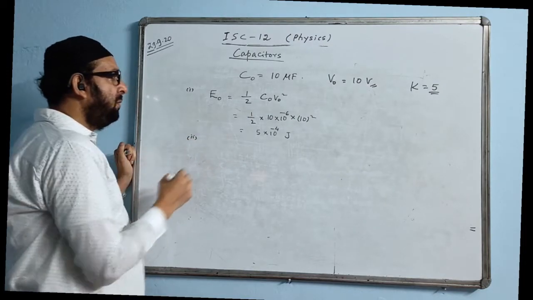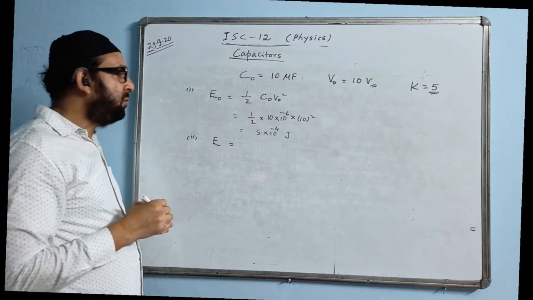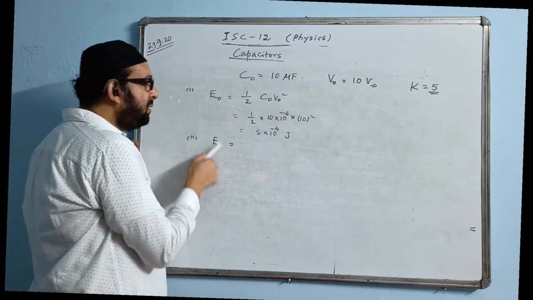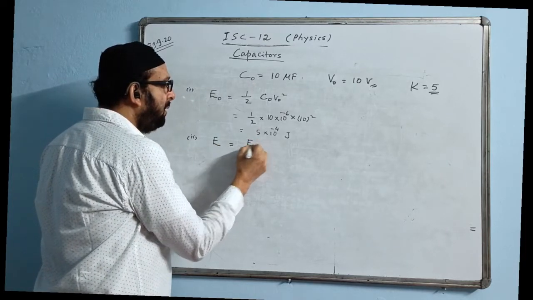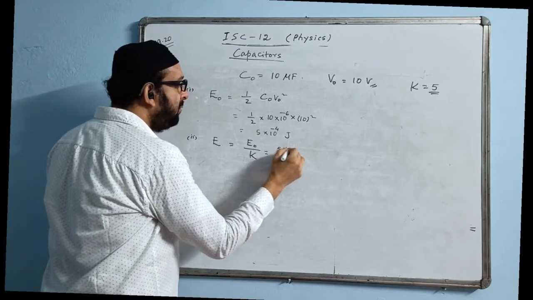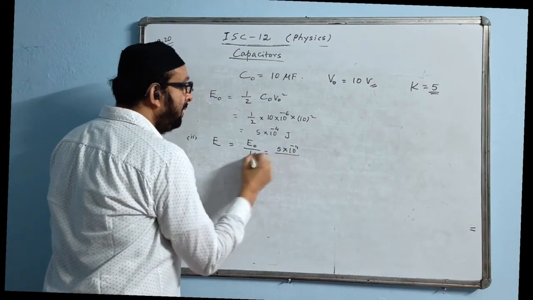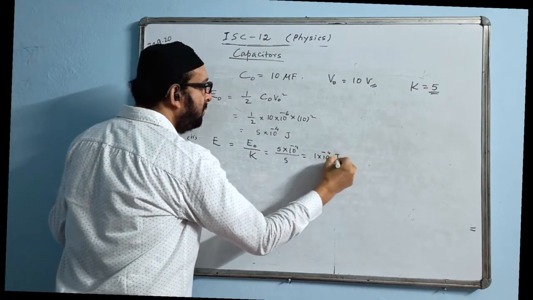Second part of the question: energy stored when a dielectric medium is introduced. We know the formula of energy, the total energy stored will decrease by 1 by K times. We can write directly in the answer here, E naught divided by K. E naught value is 5 into 10 to the power minus 4, and K value is given as 5. The answer will become 1 into 10 to the power minus 4 joule.